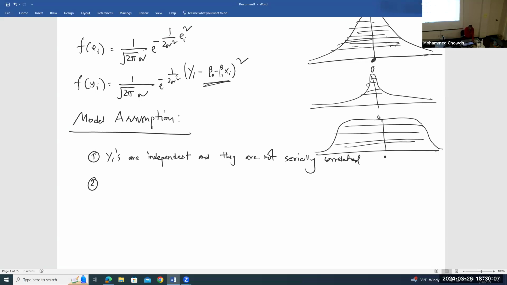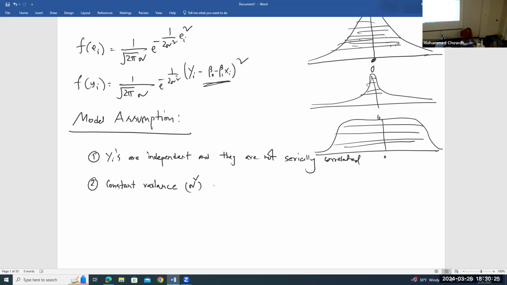Assumption number two, constant variance, sigma square.